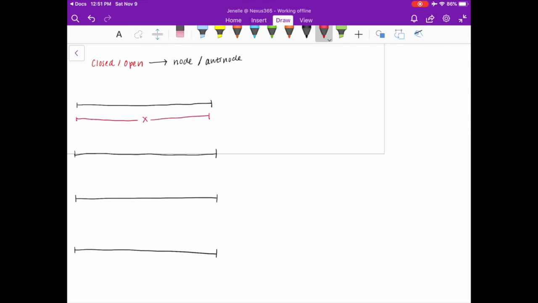As always, for our fundamental resonant form, we want the fewest possible number of nodes between the ends, but it still has to satisfy the rule of having a node at the closed end and an antinode at the open end. In this case, our fundamental resonant form would look something like this. I'm going to continue on and draw the first, second, and third overtones.